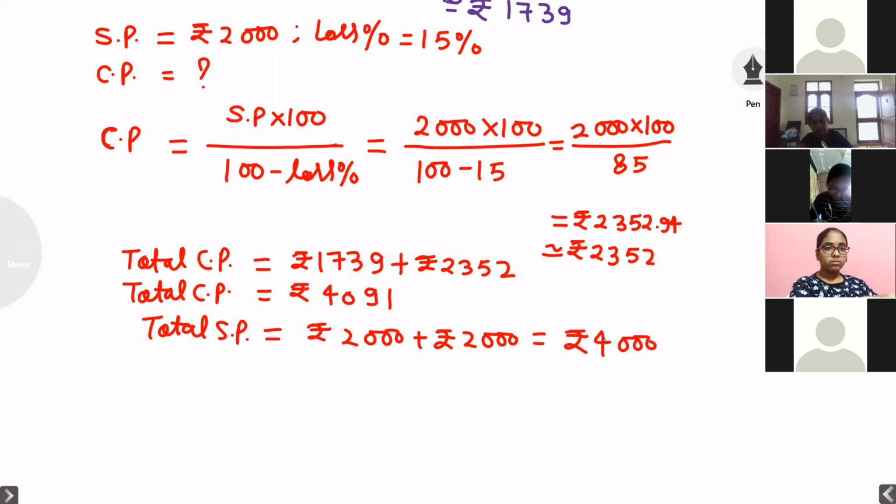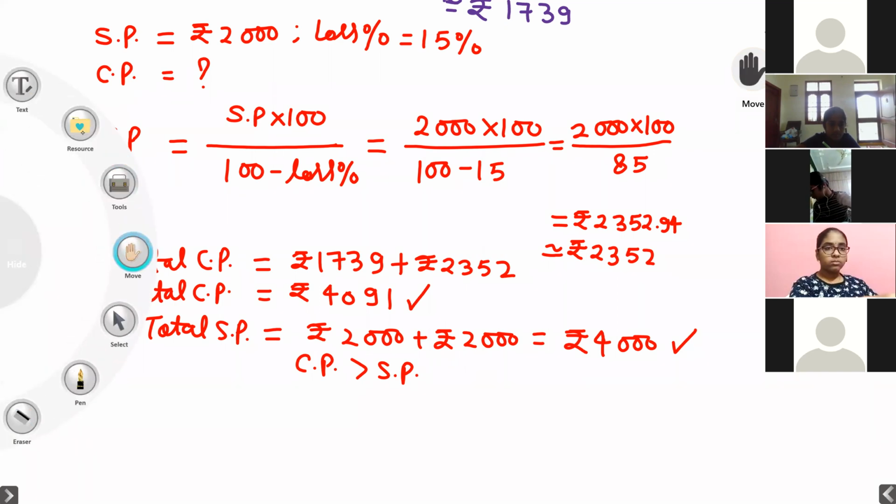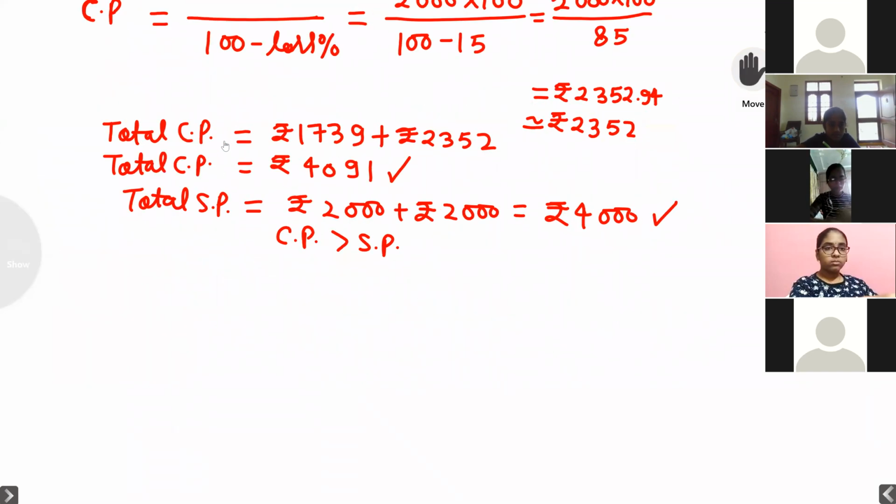Now tell me, students, total CP is 4091, total SP is 4000. Is Ria getting profit or loss? Loss, because here CP is greater than SP. Since CP is greater than SP, I want to find out first the loss, then the loss percentage. Like that, a 4 marks question they are asking in the examination, student.